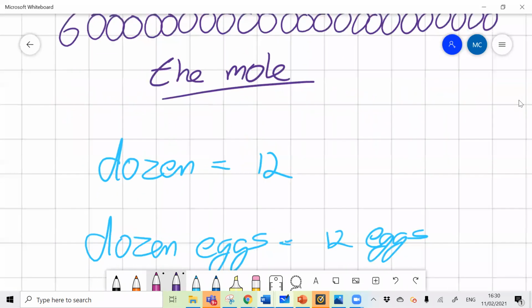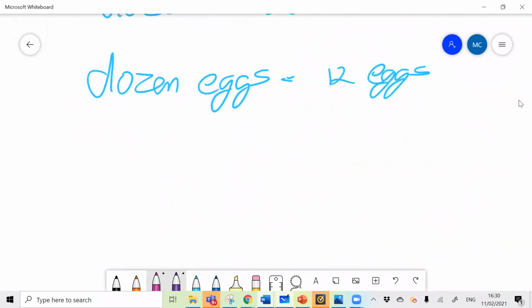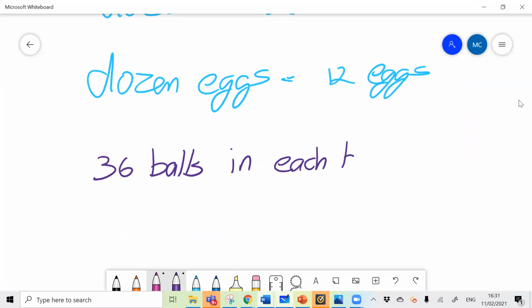So let's work a question using the term dozen. Now, when I was a kid, I used to go and play football. You can see it's a long, long time ago now. But we used to have these bags full of footballs. Okay? And in this bag, there were 36 balls in each bag.